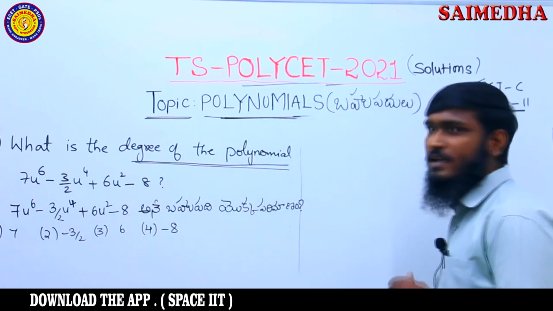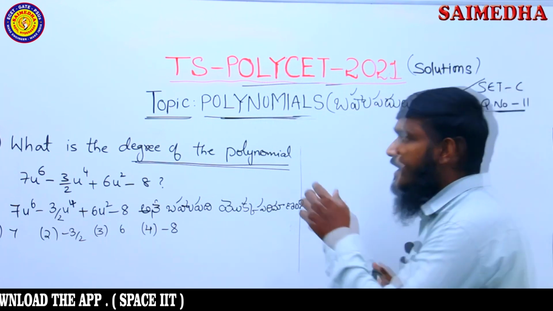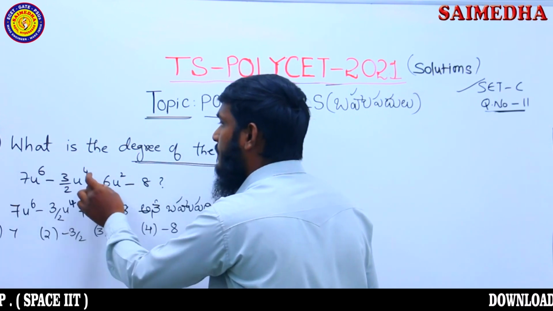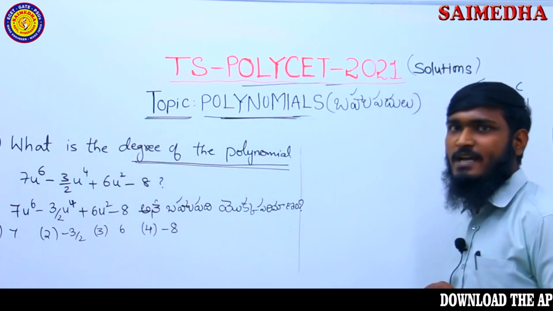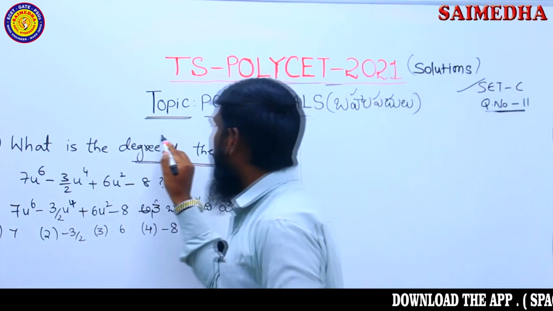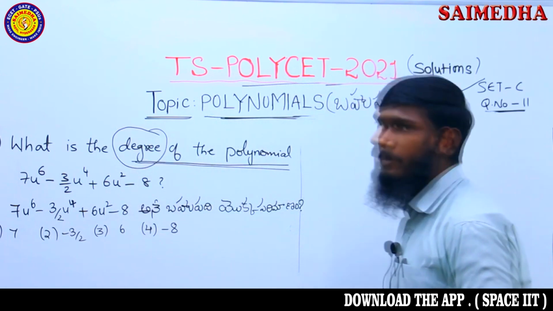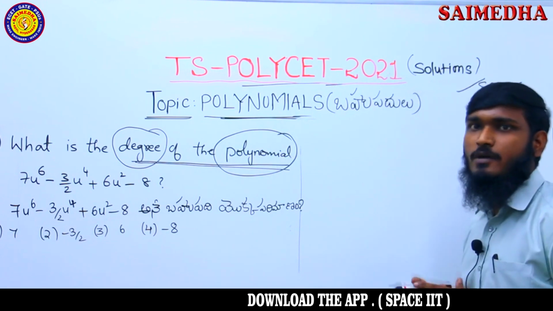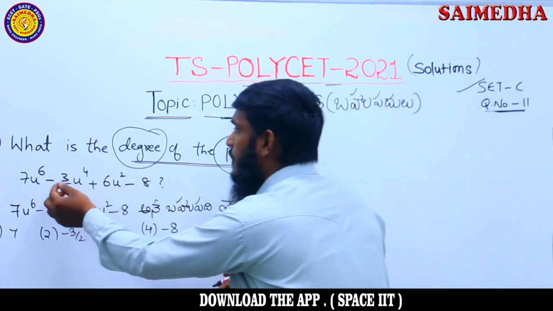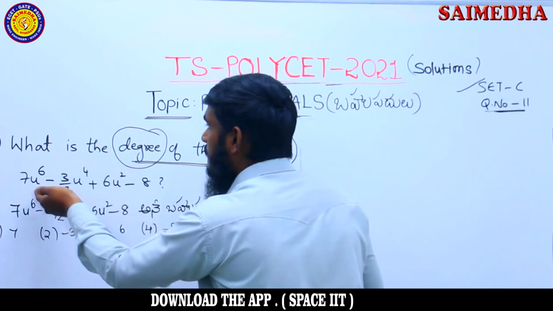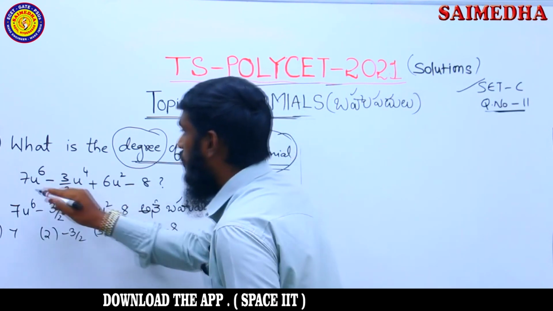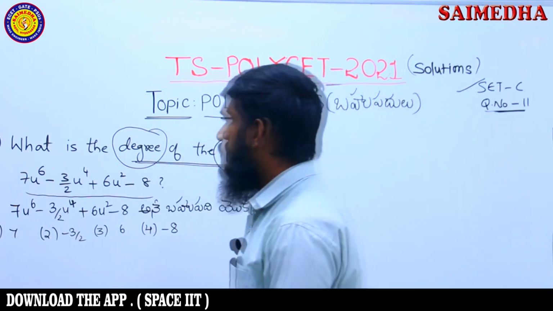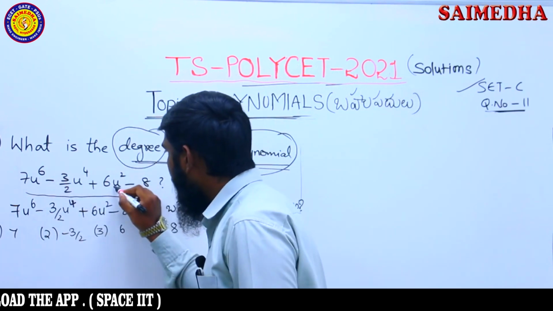In the grand test or the mock test from the SAIMEDHA Institute, we have given this question: 7u power 6 minus 3 by 2 u power 4 plus 6u square minus 8. It is the exact question. What you have to find over here is the degree of the polynomial. What will the polynomial actually be? The polynomial is a combination of terms with plus or minus signs. If there are terms with plus or minus signs, we can call it a polynomial. Now we have to find the degree of the polynomial. Over here you can see that there is a variable.